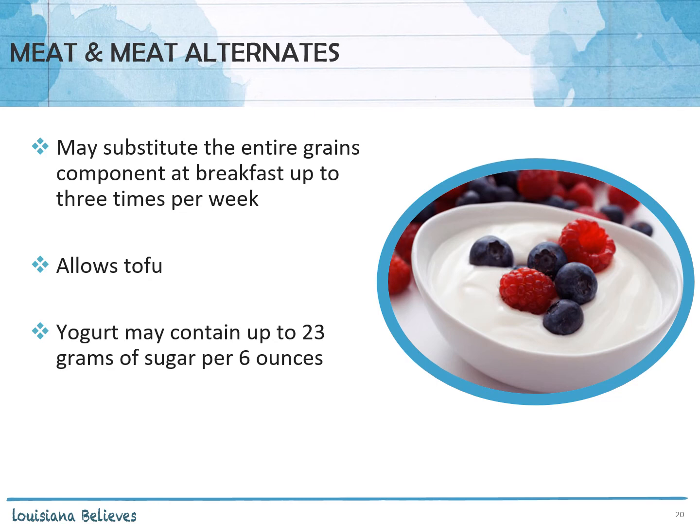Yogurt provided as part of the reimbursable meal or snack must contain no more than 23 grams of total sugar per 6 ounces.